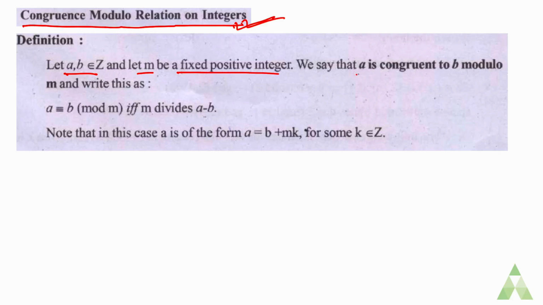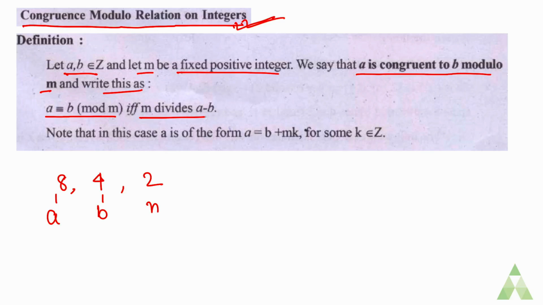We say that A is congruent to B modulo M and write this as A equals B modulo M if M divides A minus B. For example, there are three numbers: one is 8, another is 4 and 2. Here A minus B, 8 is A, 4 is B and M is 2. So we can say A minus B is completely divisible by M here.